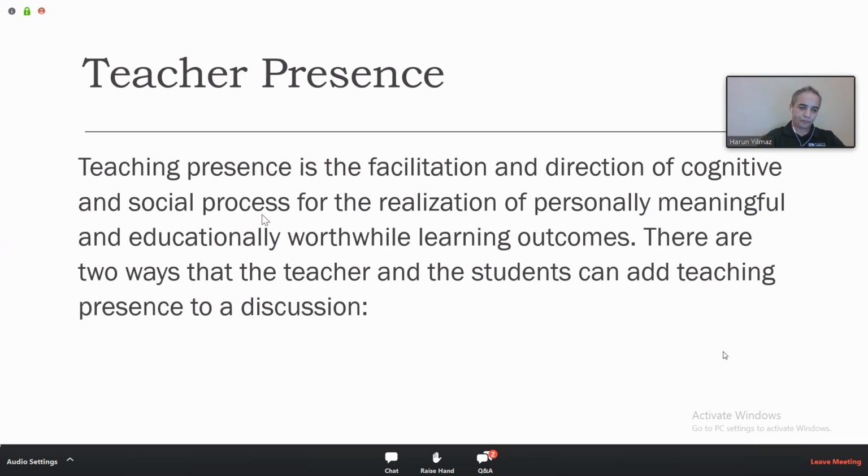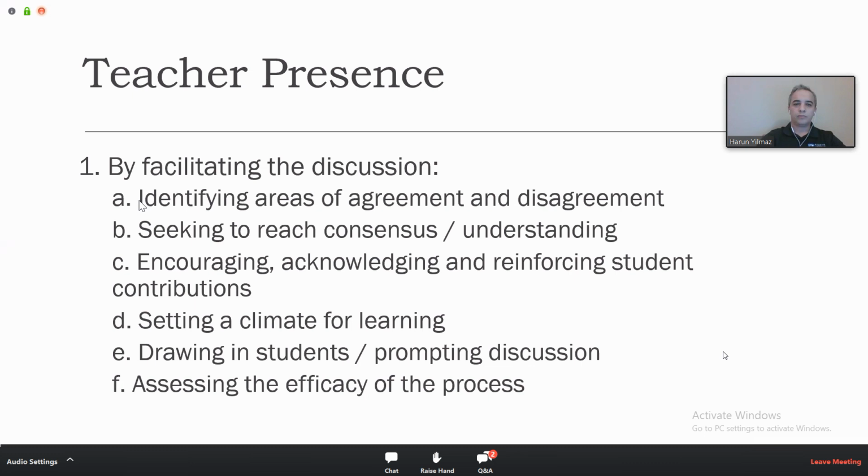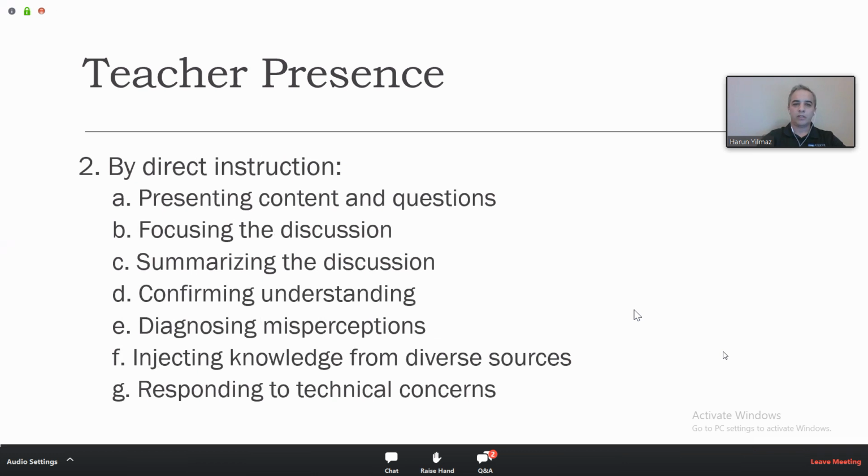And you need to be checking regularly. If you are using the LMS, you need to check your students' feedback, comments, or their questions. You need to check regularly, so your students understand you are there for them. So you need to be careful with the teacher presence, okay? And there are some different types of strategies in terms of teacher presence, setting a climate, assessing efficacy of process, something like that.